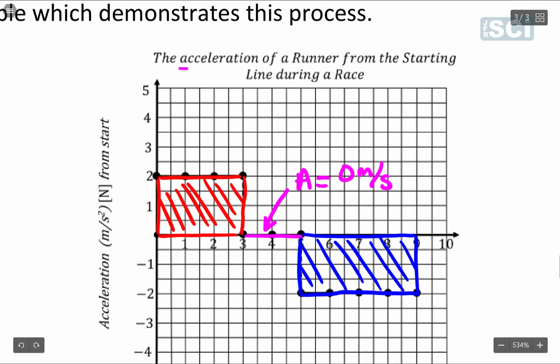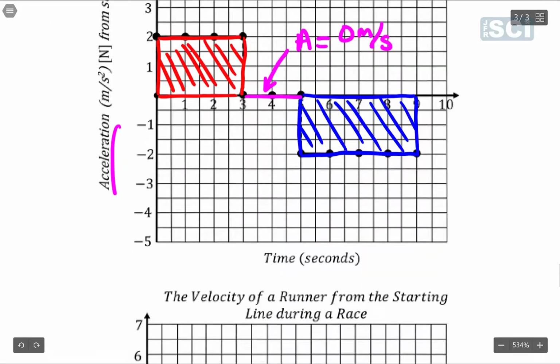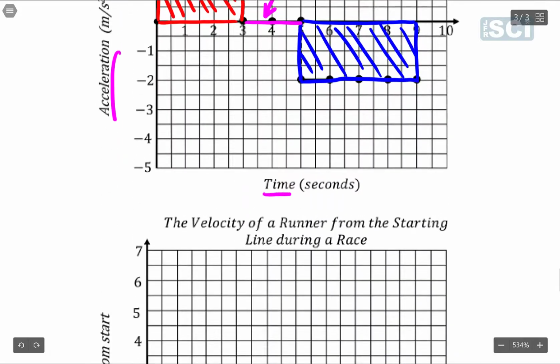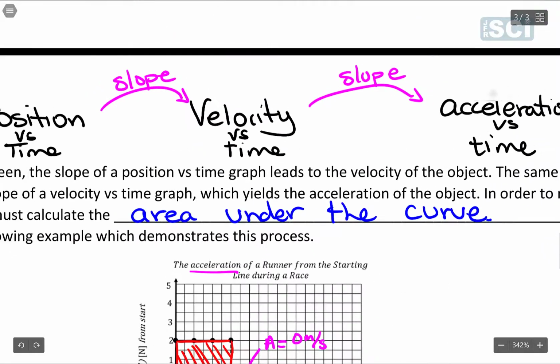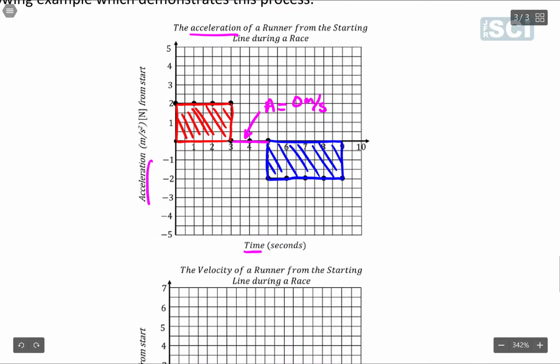And we're starting with an acceleration versus time graph. Okay, so we know that if I'm going to try to go backwards on my order of operations, I'm going to find the area under the curve. I'll just fix that curve. Okay, so let's find the area of the red section here.